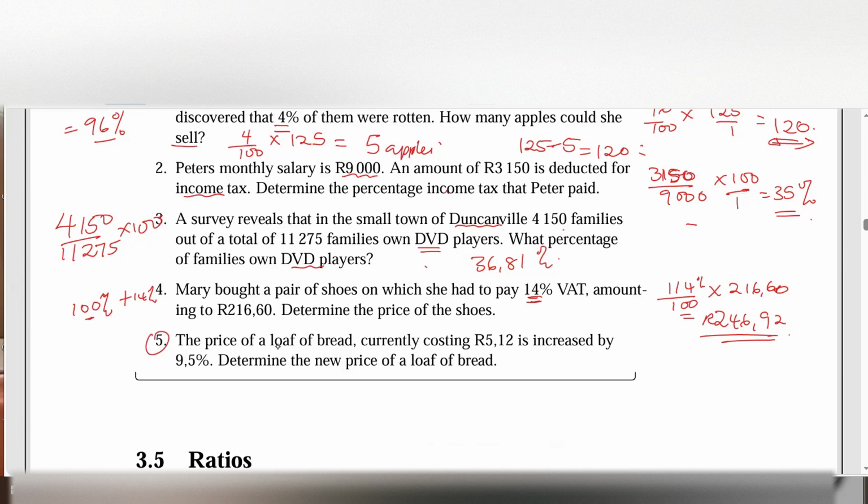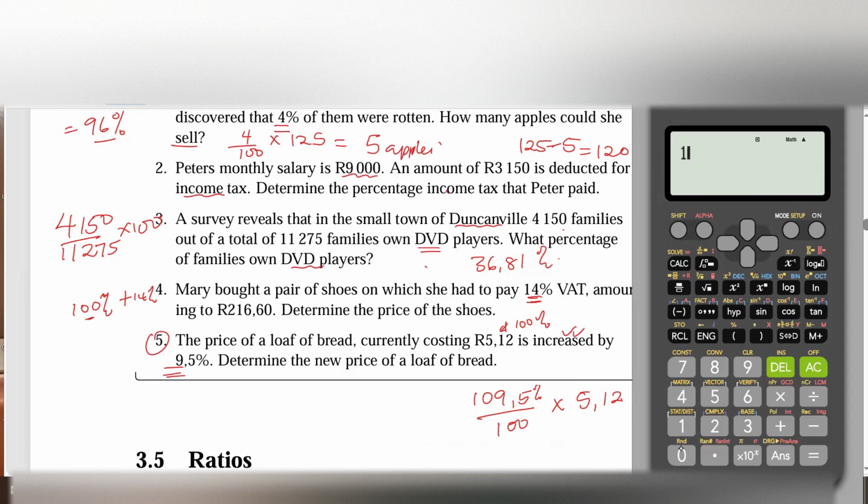The number 5, the price of a loaf of bread currently is $5.12. This was way back, maybe in the 1990s. Okay, it increased by 9.5%. What is the new price? So still, we can do the same thing. This 5.12 is at 100%. Now we need to plus the 9.5, which means it's going to be 109.5%, which is 109.5 over 100 multiplied by the 5.12.